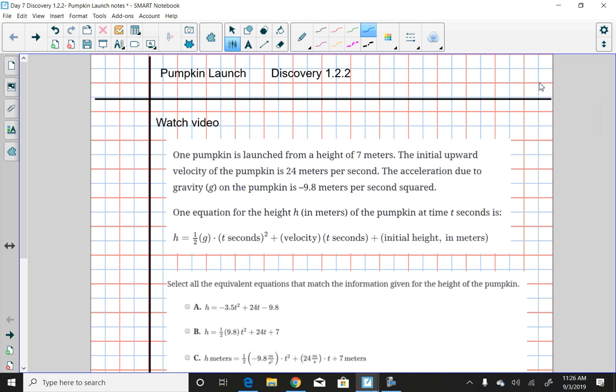So today we're going to do a pumpkin launch. Well, not physically do a pumpkin launch, but have a problem about launching pumpkins. So please go ahead and put in your notes that our lesson today is called Pumpkin Launch, and put today's date on there as well.